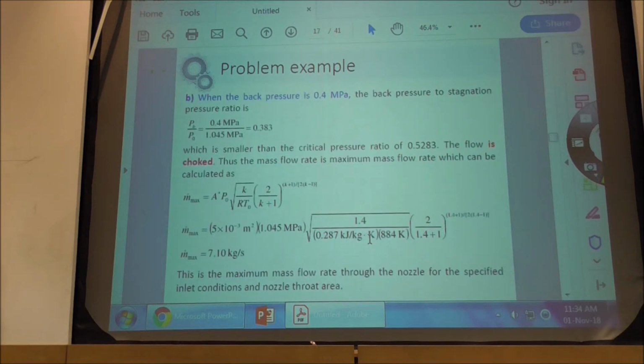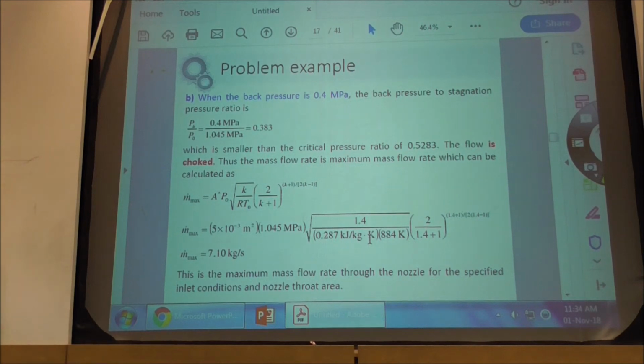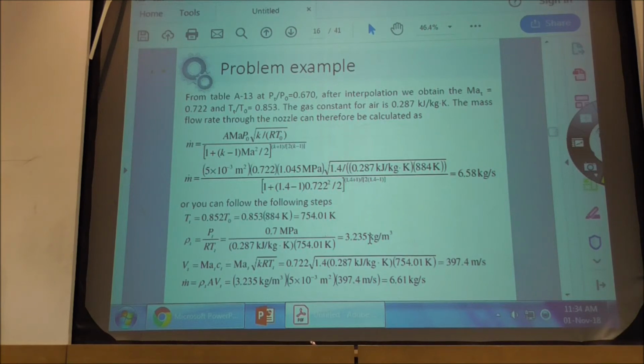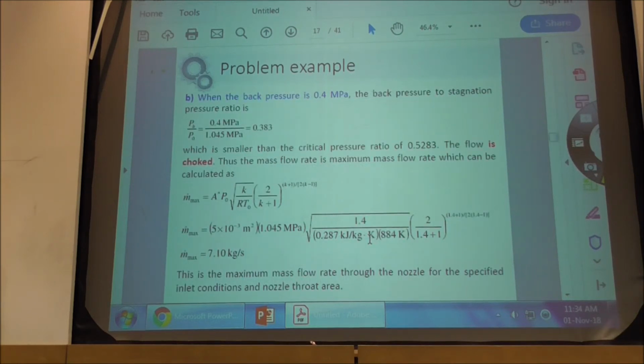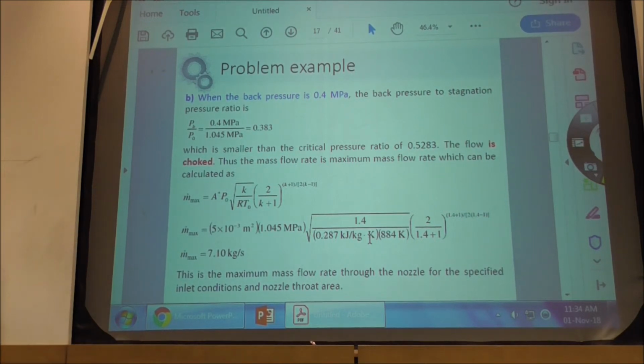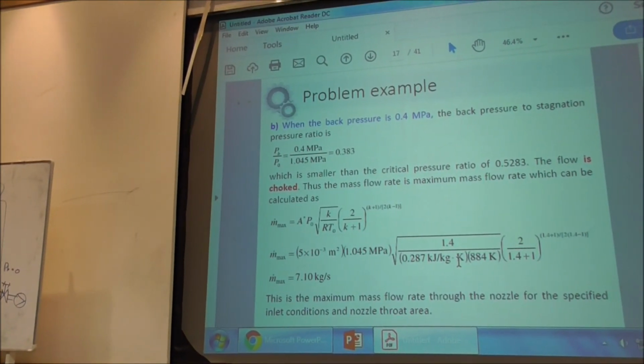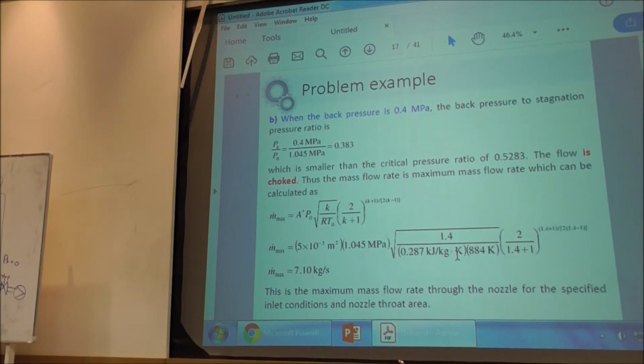Okay, so the PB, you compare it. Now you found that the PB is smaller than P star, so the flow is choked. When it is choked, you can calculate your mass flow rate using that one, or alternatively you can calculate it using this one. The same process. Just calculate one by one, then you will get this. This is the maximum flow rate for the specified nozzle. Okay, any question to this point?